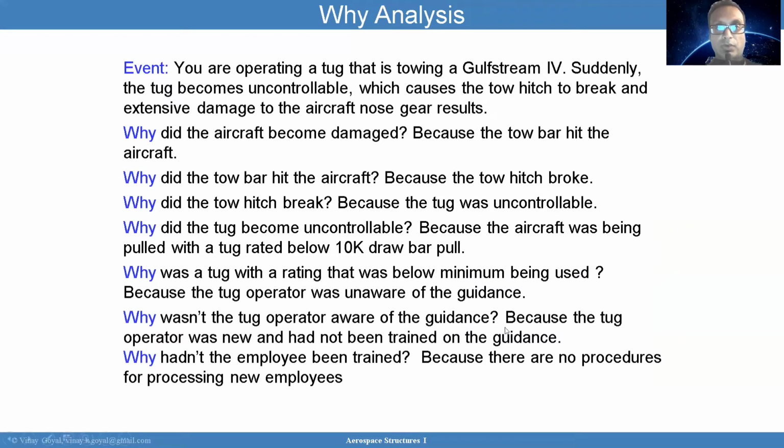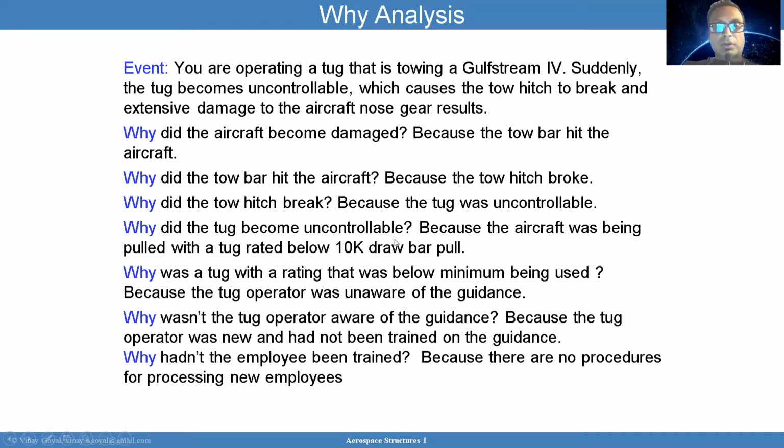Here's an example of the operation of a tug that's towing a Gulfstream aircraft forward. Suddenly, the tug becomes uncontrollable, which causes the tow hitch to break and extensive damage to the aircraft occurs. The question you could ask yourself is, why did this aircraft become damaged? Well, because the tow bar hit the aircraft. Why did the tow bar hit the aircraft? Because the tow hitch broke. Why did the tow hitch break? Well, because the tug was uncontrollable.